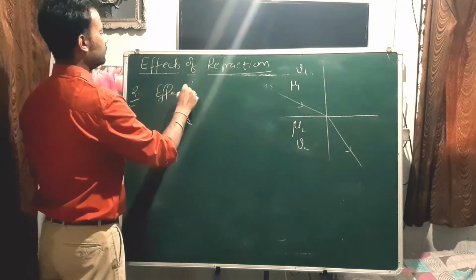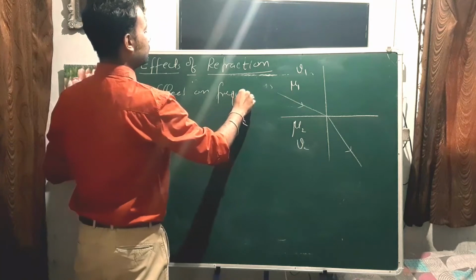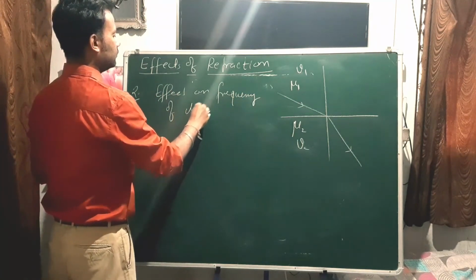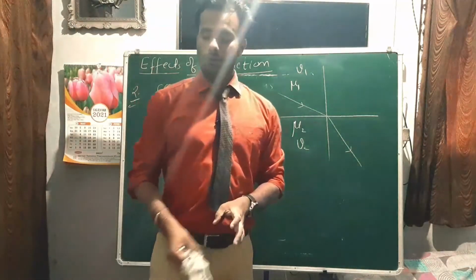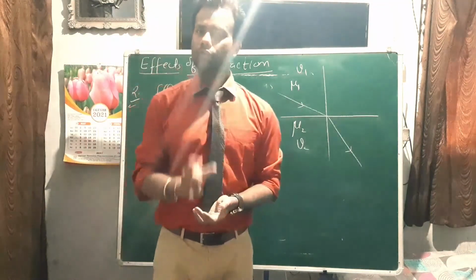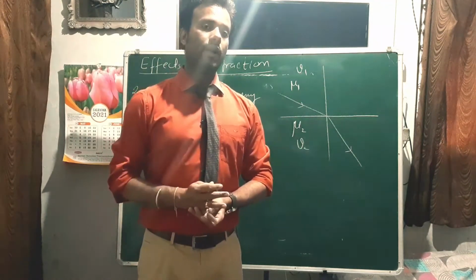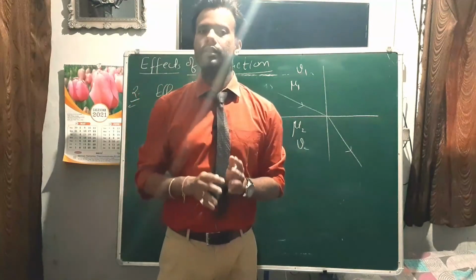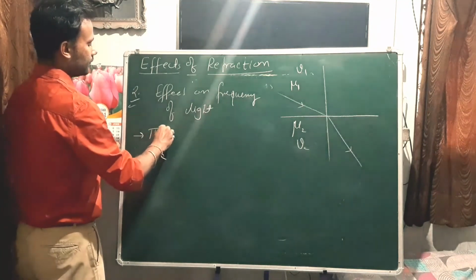the effect on the frequency of light. Always remember, when light changes its medium, there is one quantity which does not change, and that is frequency. So while changing the medium, light does not change its frequency. Frequency remains constant.